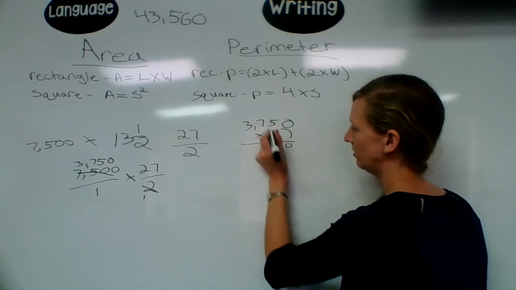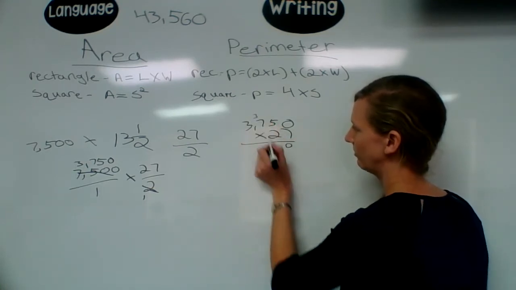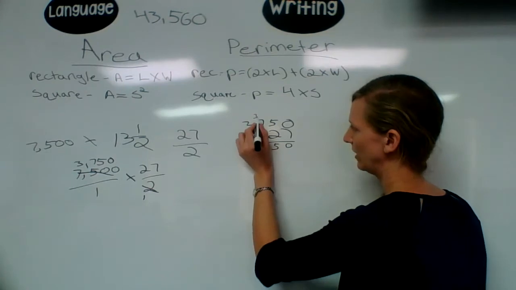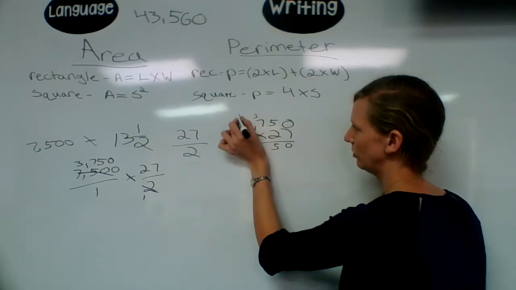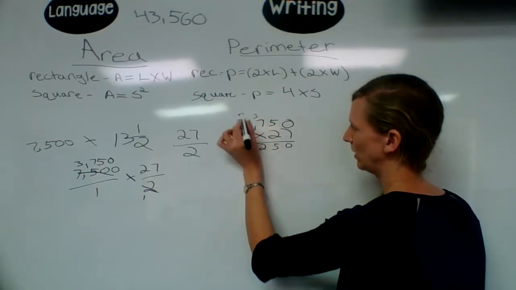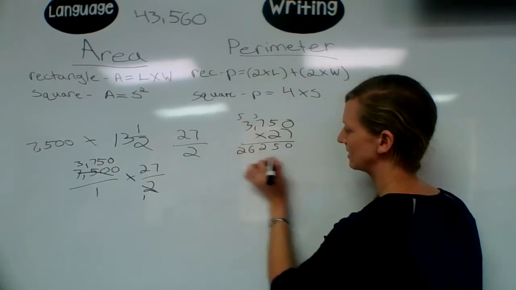So now 0, 0. 7 times 5 is 35. 7 times 7 is 49. 50, 51, 52. 7 times 3 is 21, plus 5 is 26. Add a 0.